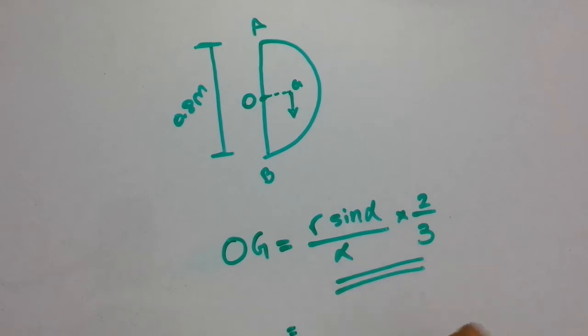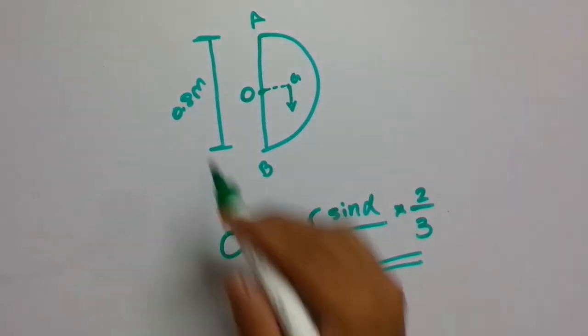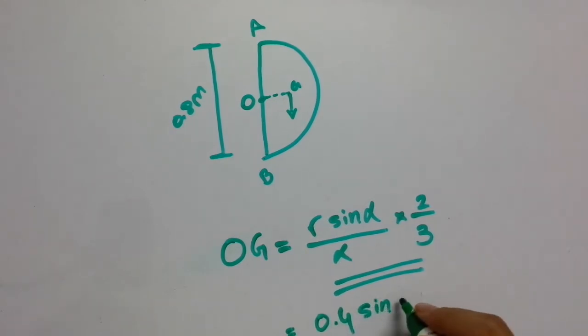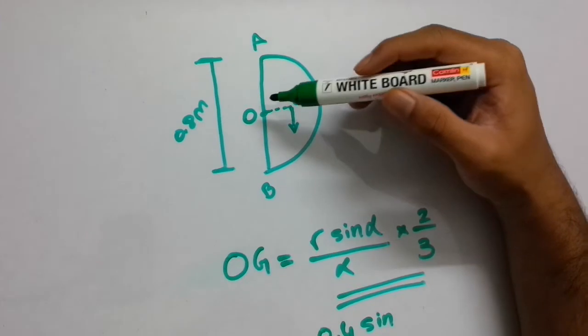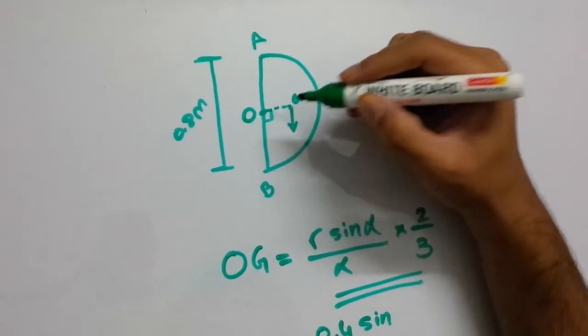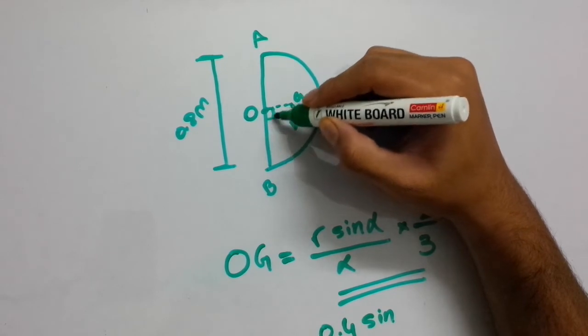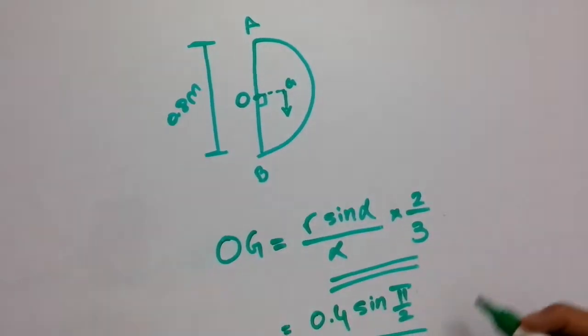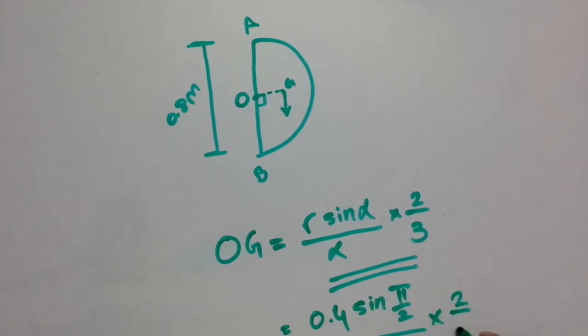where R is the radius, which is 0.8 divided by 2, 0.4. Sine alpha. Alpha here is the angle, this angle right here, 90 degrees. I'm going to write that as pi by 2, upon alpha is pi by 2, times 2 by 3.